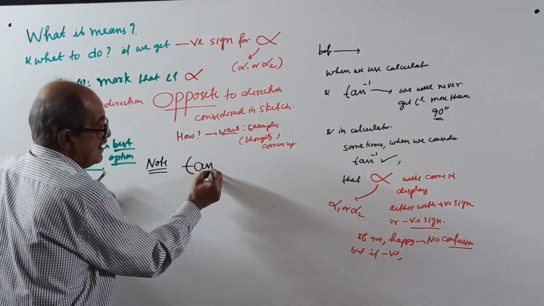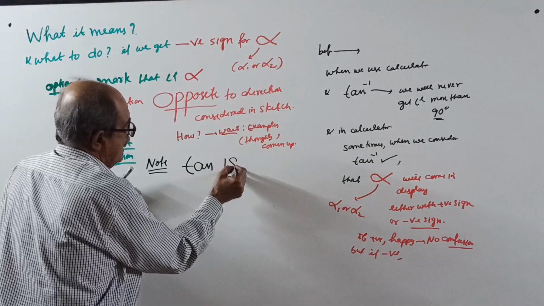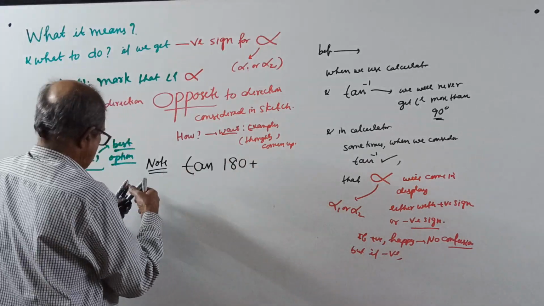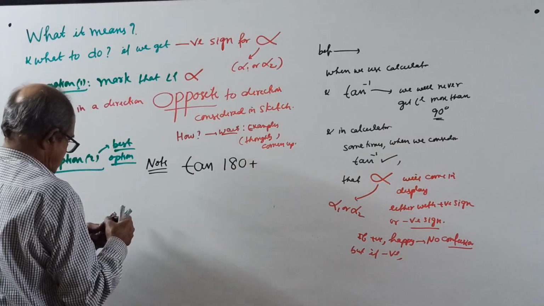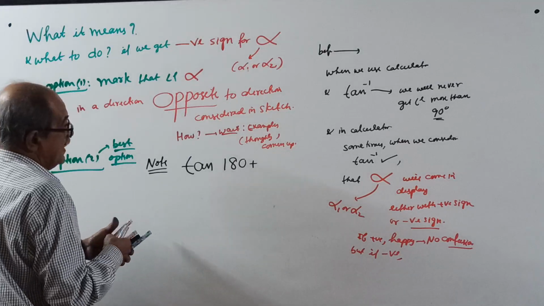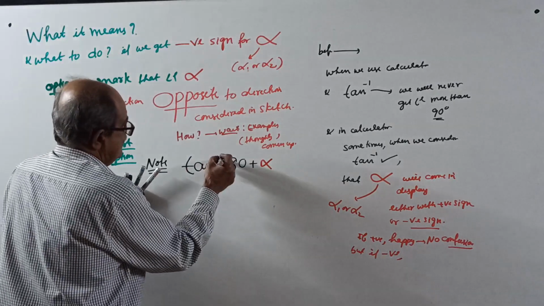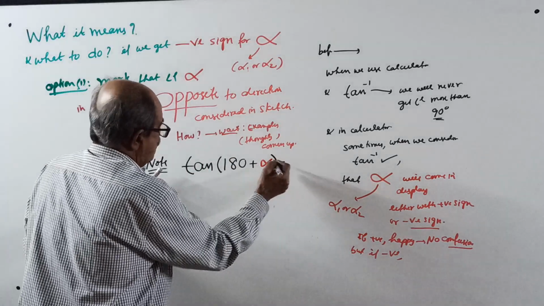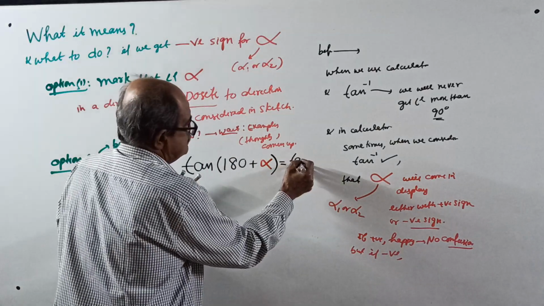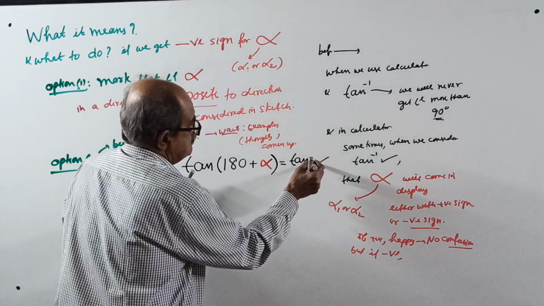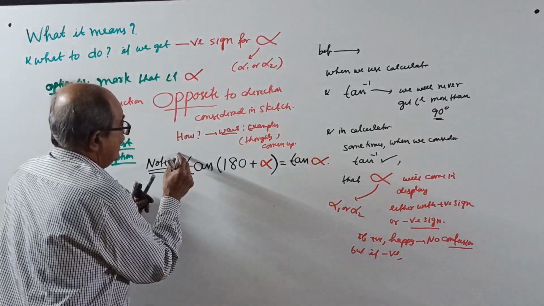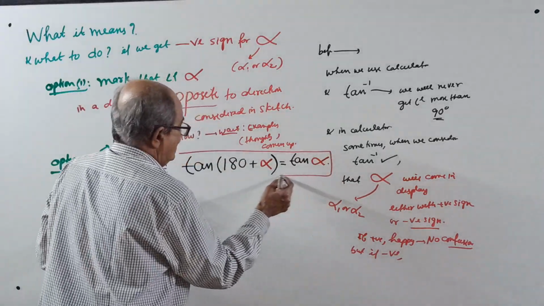tan 180 plus alpha. See, any angle, alpha, theta or gamma, beta, anything, tan 180 plus alpha is also equal to tan alpha. You should know that one. First remember, tan 180 plus alpha is tan alpha.